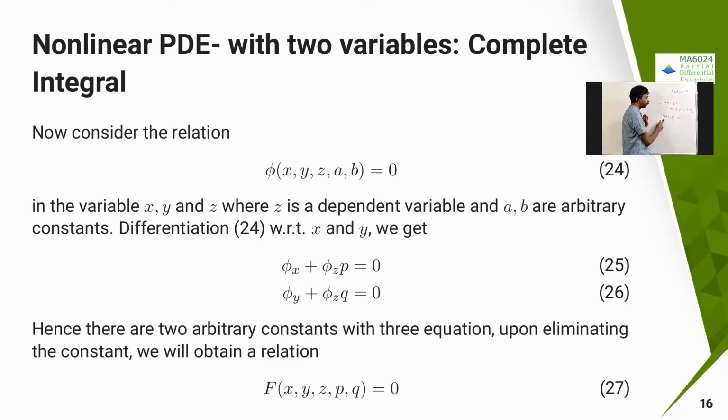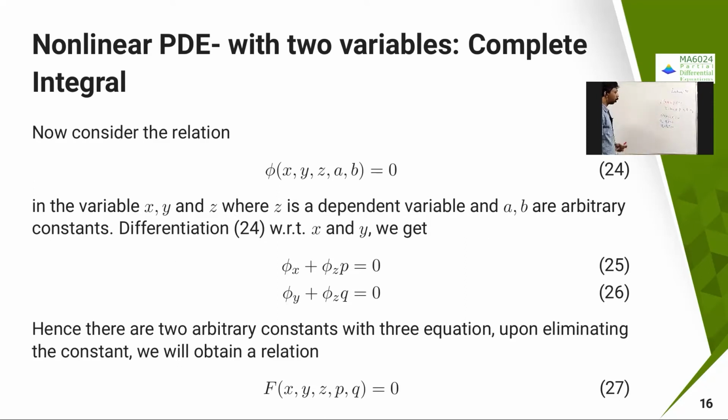Now, if I differentiate with respect to x, I am going to get phi x plus phi z into p. If I differentiate with respect to x, phi x comes, then z is also a function u of x comma y, so you get phi z into ux, and ux is nothing but p. So phi x plus phi z into p equal to 0. Similarly, if I do that for y, we get phi y plus phi z into q equal to 0.